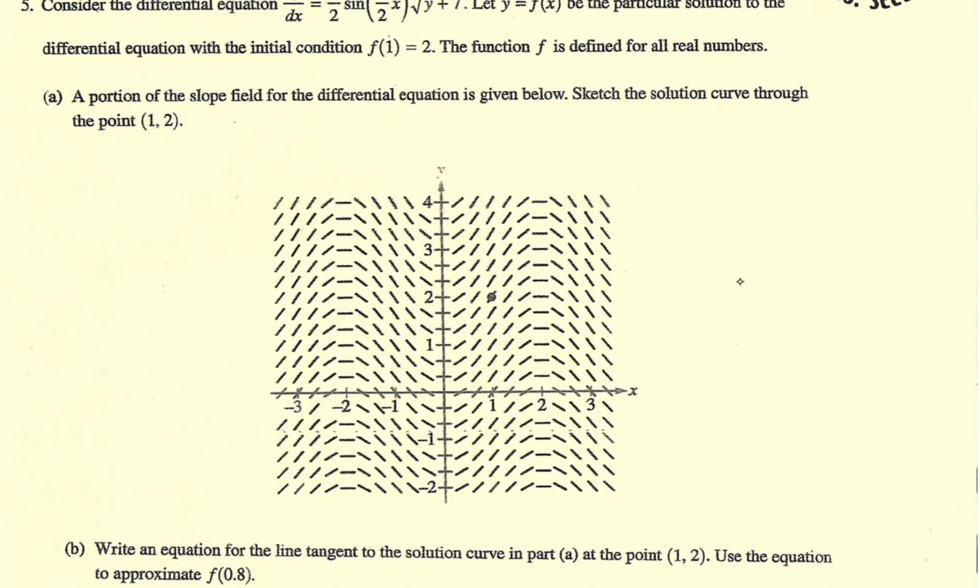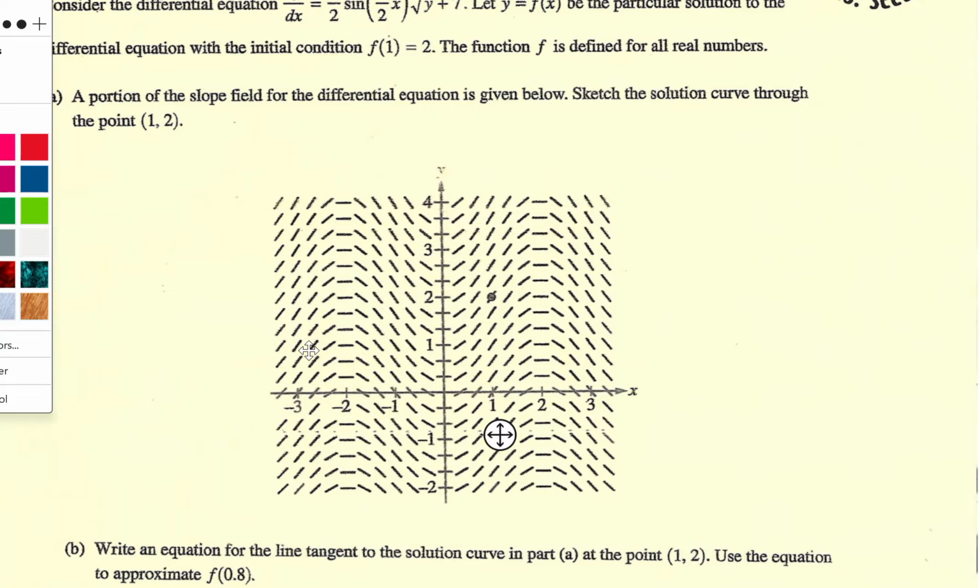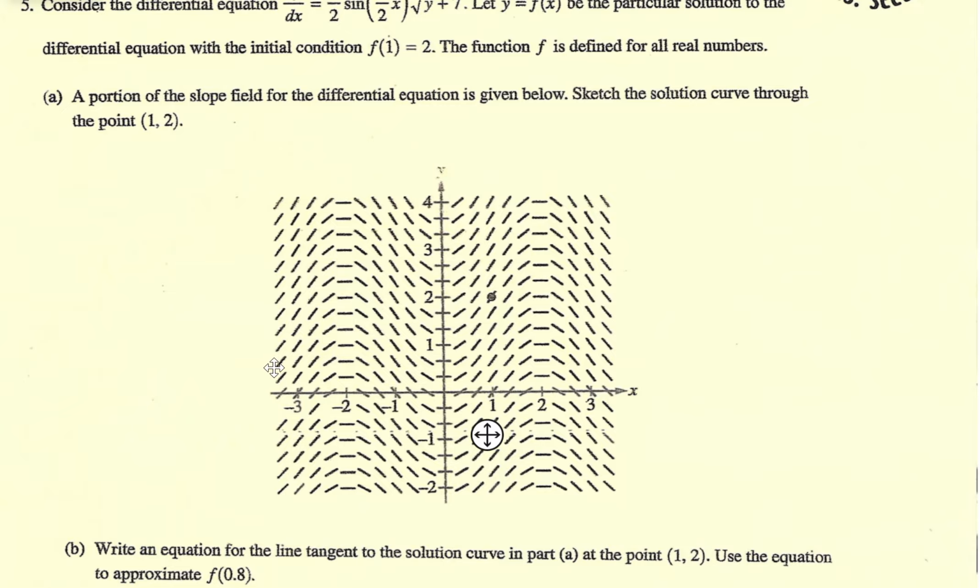A part says a portion of the slope field for the differential equation is given below. Sketch the solution curve through the point (1, 2). Recall that a slope field is made up of these hash marks, where the slope of each one is the value of the derivative at that specific point, and it helps to determine the general shape of the solution curve. So I'm going to follow the path and follow these curves. Make sure you go through the point that they want you to.